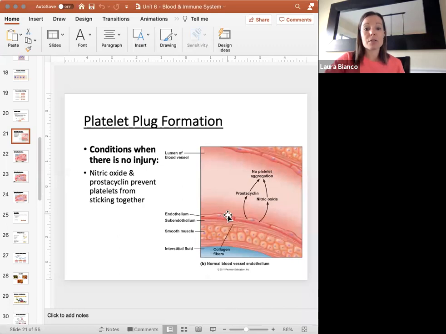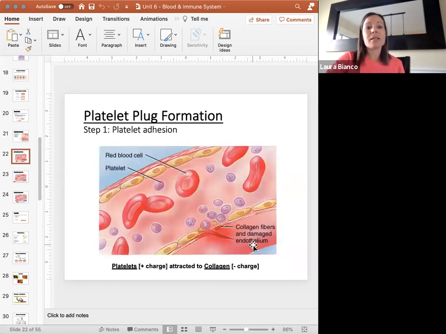These endothelial cells secrete 2 chemicals: prostacyclin and nitric oxide. These chemicals released into the blood prevent platelets from sticking to each other and from sticking to the blood vessel wall. So it prevents platelet aggregation, meaning the grouping, the clumping of platelets in one spot. That's going to keep the platelets just flowing through the blood, which is normal.